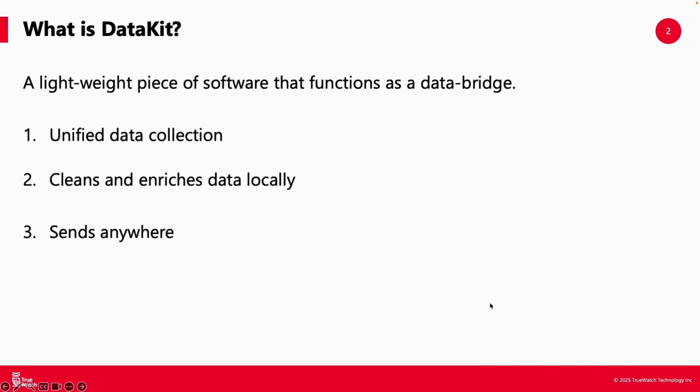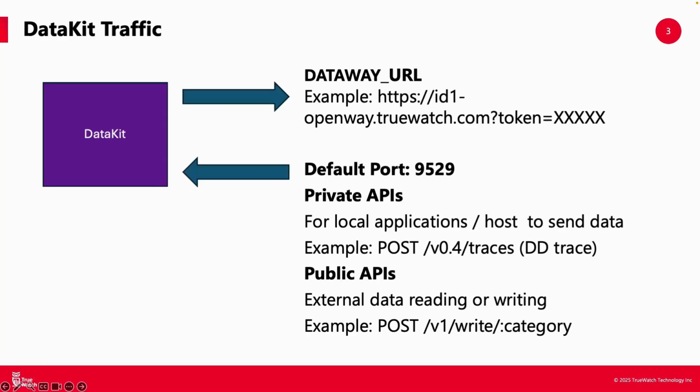Now that we know what DataKit does, let's talk about how data flows through it. When you set up DataKit, you will want to pay attention to inbound and outbound traffic. Outbound traffic is data being sent from DataKit to TrueWatch. It's controlled by a configuration variable called the dataway URL. Your unique dataway URL and token can be found in the TrueWatch console under the Integrations tab.